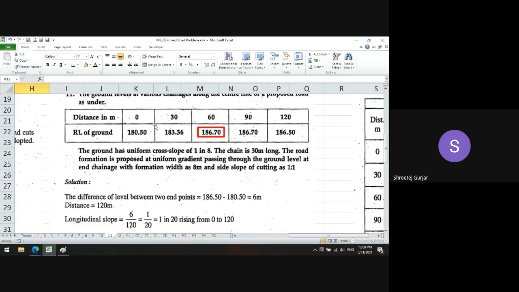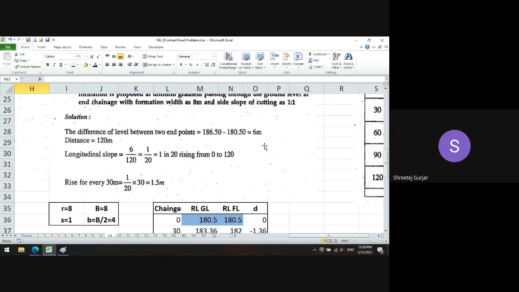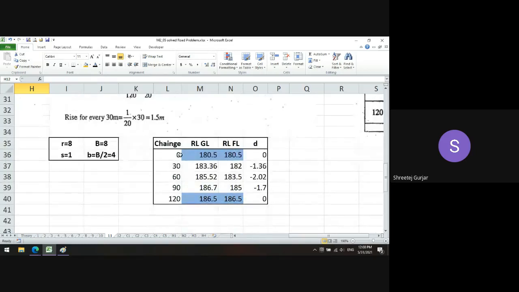further calculation. As I've told you, this change formation level will be same over here, and formation level is nothing but our ground level over here. So in between we need to find out. So these two are equal, right? End changes are equal. So I have marked in blue color and I have written the same thing.